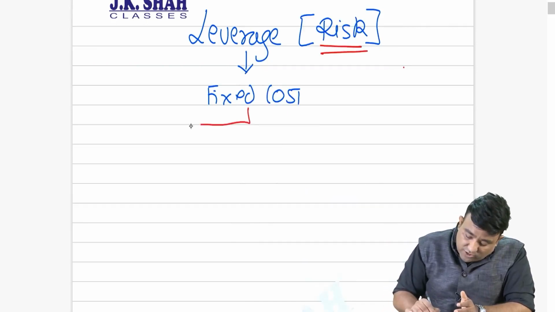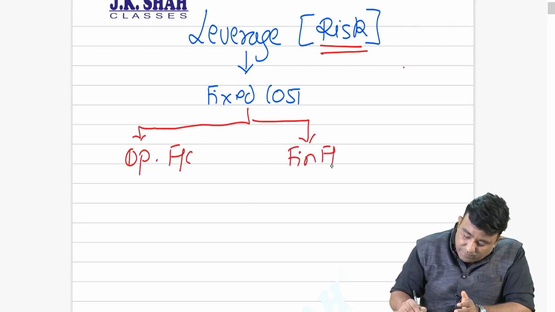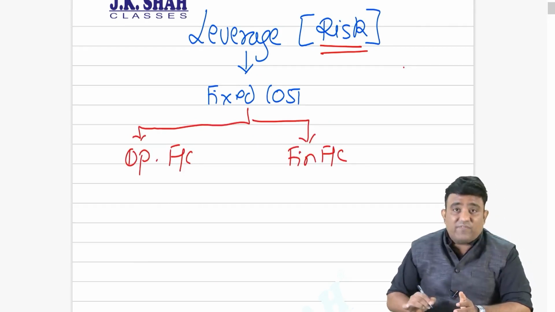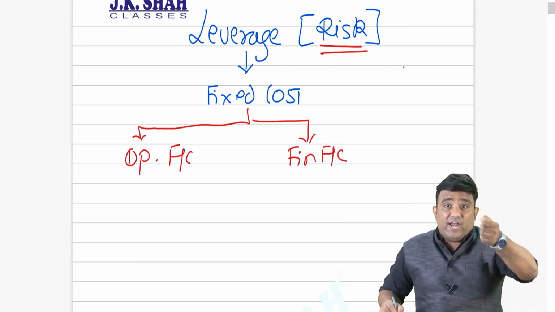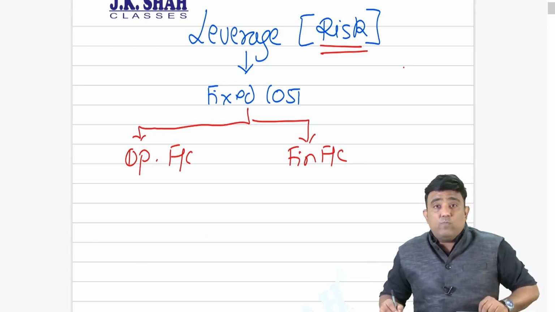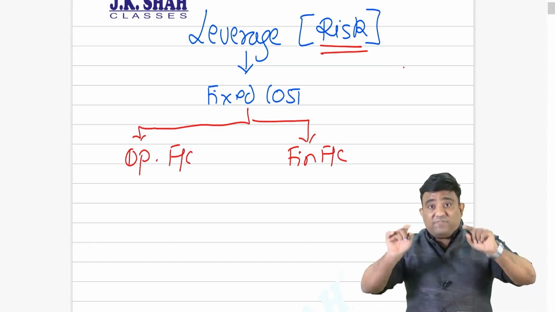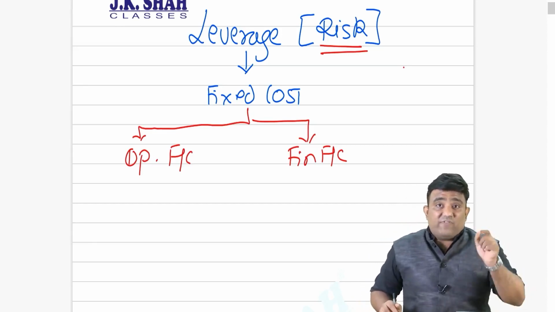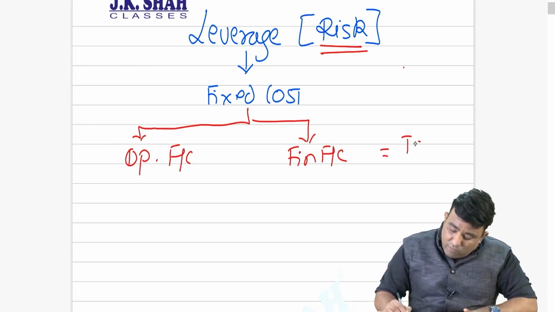Now this fixed cost technically can be divided into operating fixed cost and financial fixed cost. Operating fixed costs are the fixed costs related to the routine activities of the company, like rent, salary, depreciation, etc. And financial fixed cost, students, there are only two: interest and preference dividend. There cannot be etc. in financial fixed cost. And the moment I combine them, what I derive is total fixed cost.